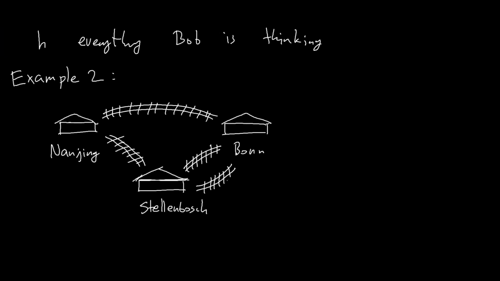And some of these train lines could be carrying trains in one direction, but they could also be carrying in the other direction. So we could have various directions here as well. Let me put these arrowheads to indicate the directions. Maybe here, it's possible to go from Nanjing to Bonn, but it's not possible to go the other way around. But between Bonn and Stellenbosch, maybe there are possibilities of going back and forth. So these would be some of our morphisms.